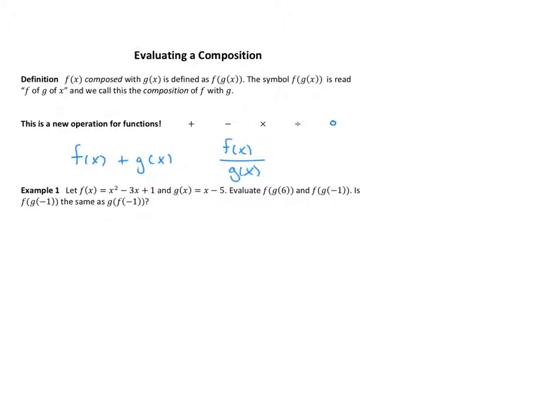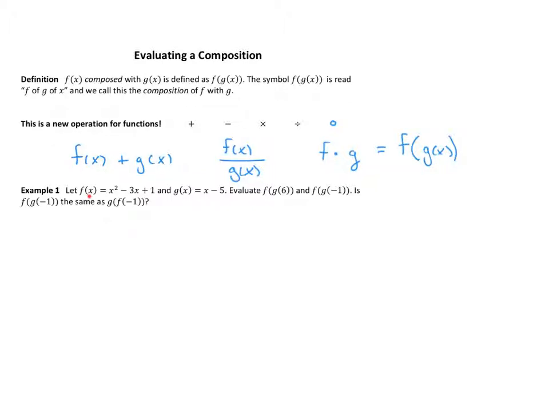Often this little circle is used to denote a composition, and you'd write something like f with the little circle, g, and we'd read this as f composed with g. And by definition, it means you take your function f of x, and in place of x, you put g of x. What I'd like to do for this lesson is just see what this means in terms of evaluating a composition. That is, if I give you two specific functions, what does it mean to plug a number like 6 or -1 into that composition?